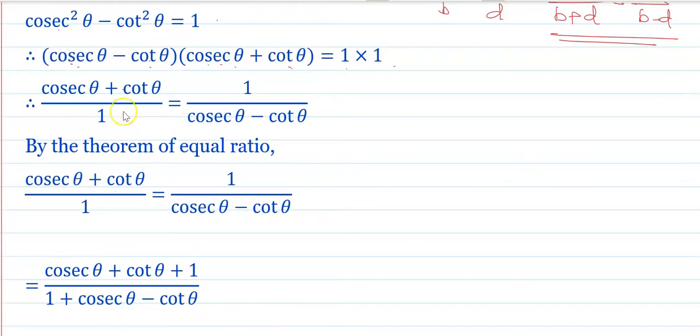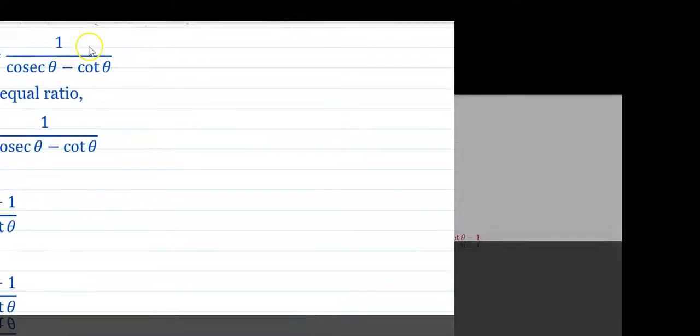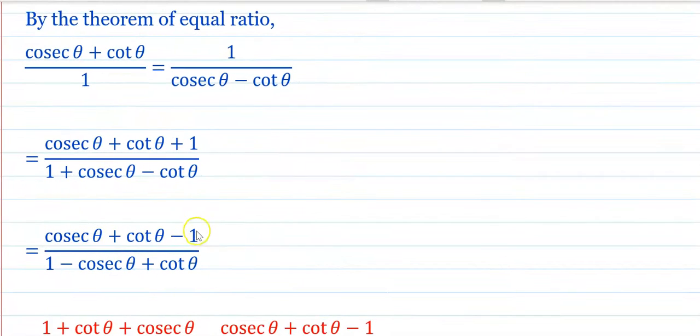Now first, by the theorem on the equal ratios, म्हणजे यांच्या न्यूमरेटरची टोटल करणार. What is that? Cosec theta plus cot theta plus 1. डिनोमिनेटरची टोटल करणार 1 plus cosec theta minus cot theta. This is the first. Next, या न्यूमरेटर मधनं हा न्यूमरेटर minus करणार, meaning what? Cosec theta plus cot theta minus 1 and 1 minus in bracket cosec theta minus cot theta. If you open the bracket, cosec theta will get minus sign and cot theta will get plus sign, and hence cosec theta plus cot theta minus 1 upon 1 minus cosec theta plus cot theta.